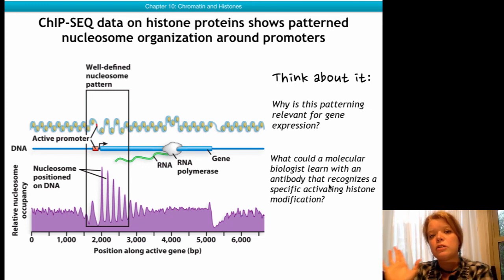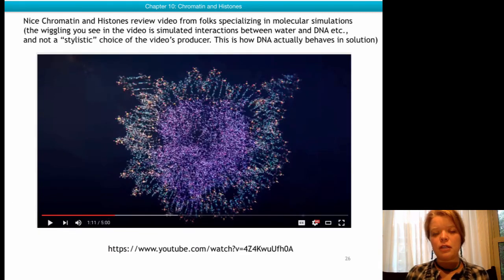So here I would like to leave you guys with a few things to think about and derive on your own. You're welcome to email me your answers. This is not for points, but for general growth as a scientist, as a future scientist. So think about it. Why is this particular patterning relevant for gene expression? And what could a molecular biologist learn with an antibody that recognizes a specific activating histone modification? What would be the correlation that we can devise?